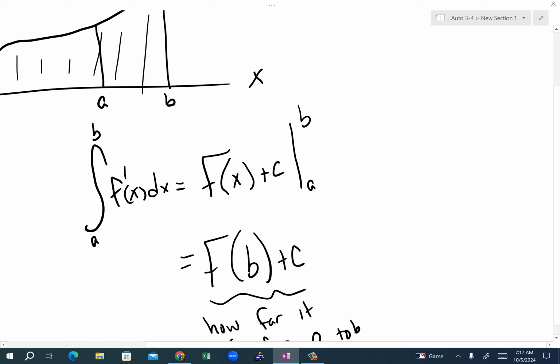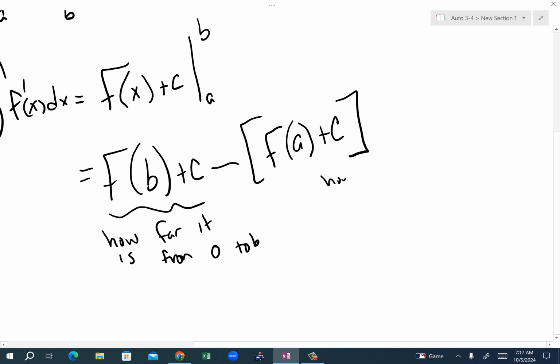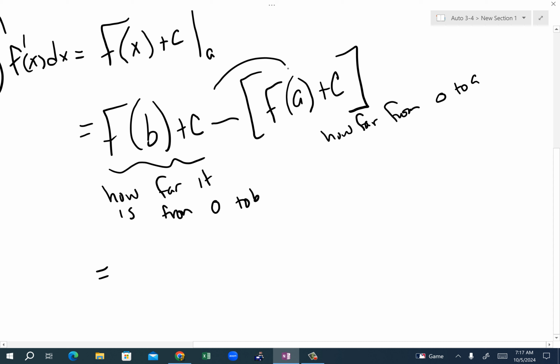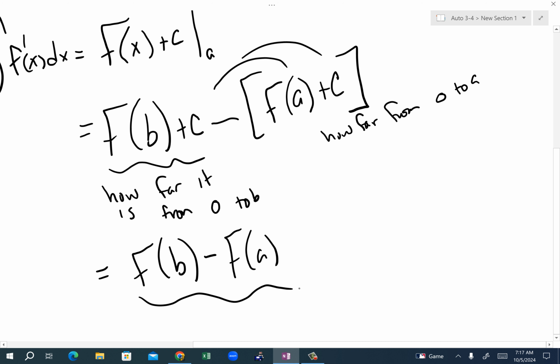What we want is the area between A and B. So you're going to minus, of course, f of A plus c. Now, of course, this is how far it is from 0 to A. And when we subtract them, look what always happens. Well, first of all, distribute your negatives, and it's f of b plus c minus f of a minus c. The c just cancels and becomes this thing right here. And this is what the definite integral always tells us.